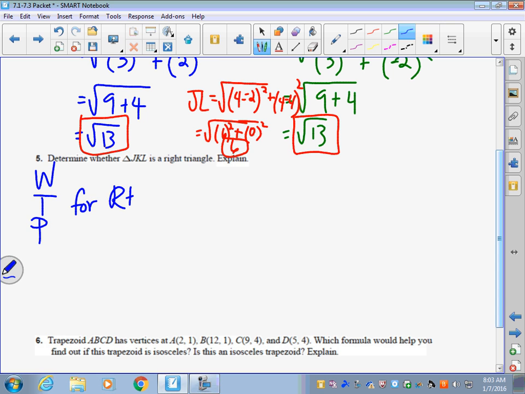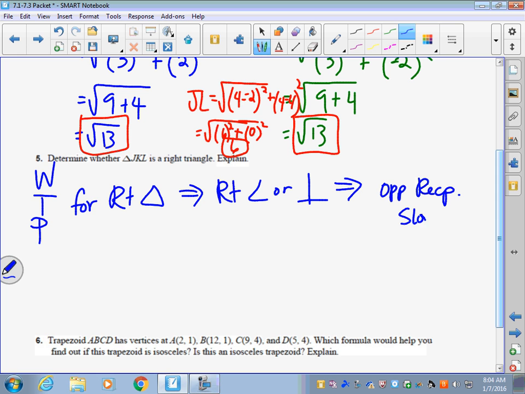For a right triangle, well, if it's a right triangle, then you need to prove that you have a right angle. Or you can say, basically, this is the symbol for perpendicular, upside down T. So what we need to prove, I'm just going to keep going. What I need to prove is really that I have opposite reciprocal, that's your abbreviation, slopes. So now you got to look at the slopes of each side.